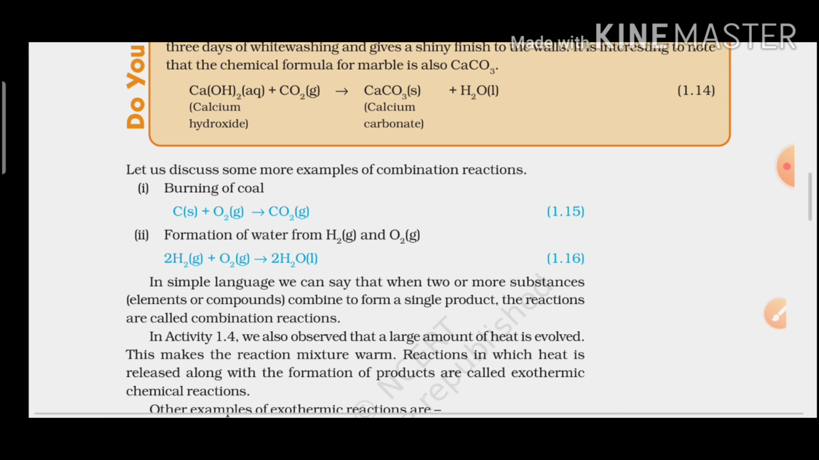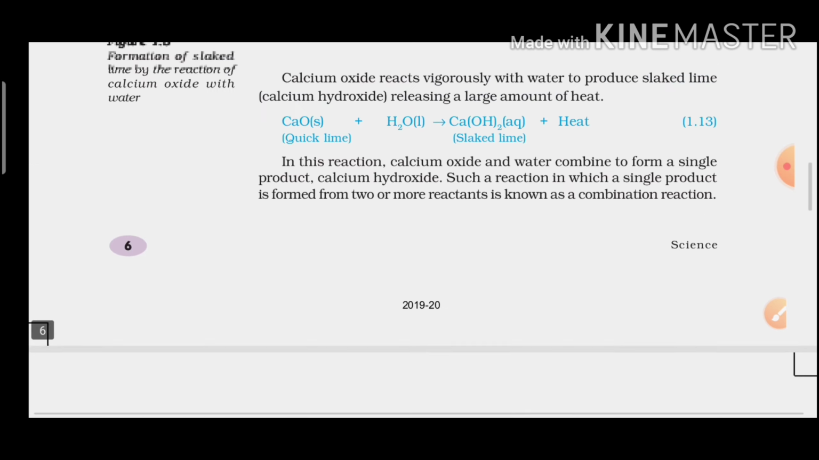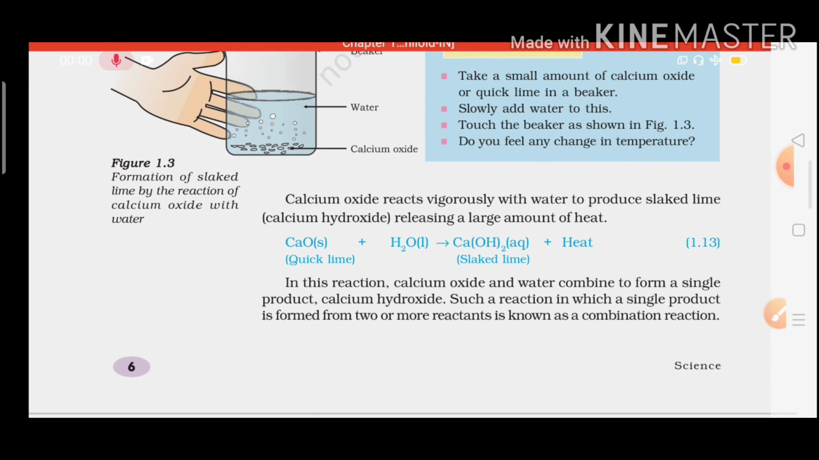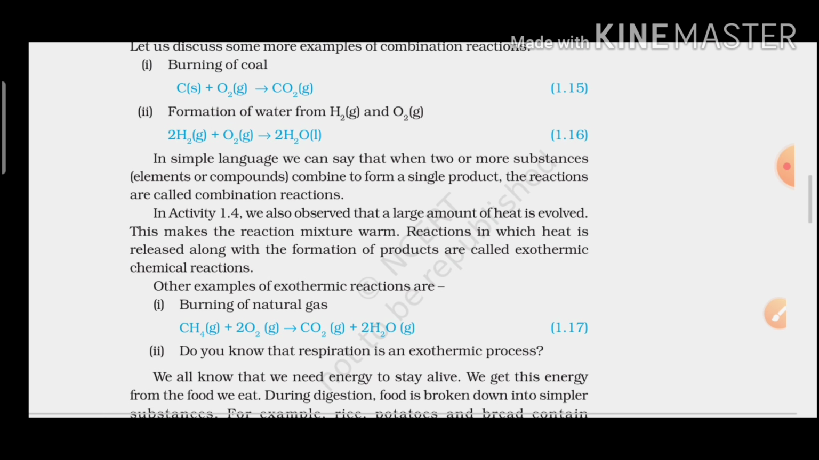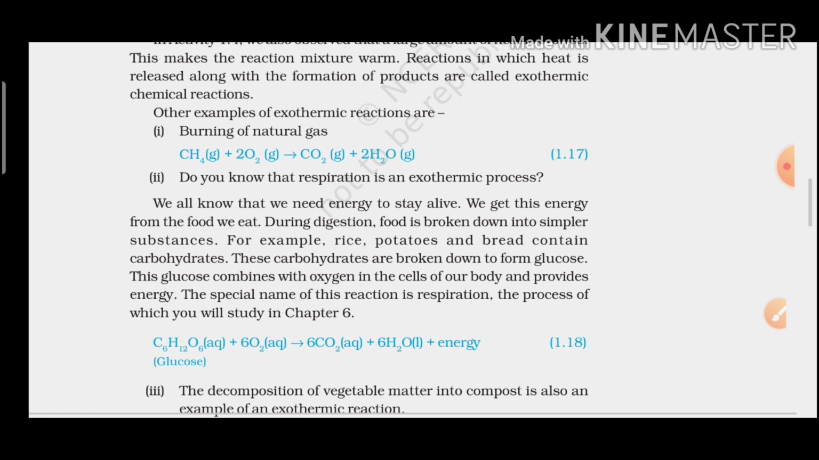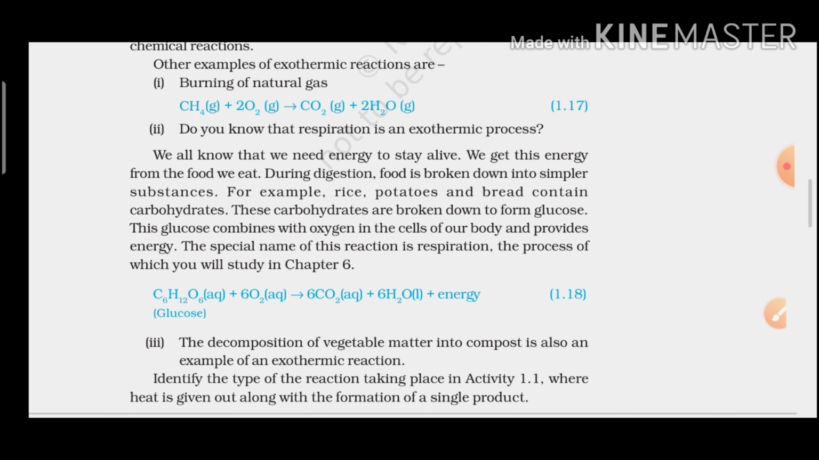As we can see, only a single product is formed during this reaction. And in the above activity, which is 1.4, there was evolution of a large amount of heat, so this reaction is also known as an exothermic reaction. Some other examples have also been given of exothermic reactions, that is burning of natural gas, and the second example given is respiration, which is also an exothermic process.